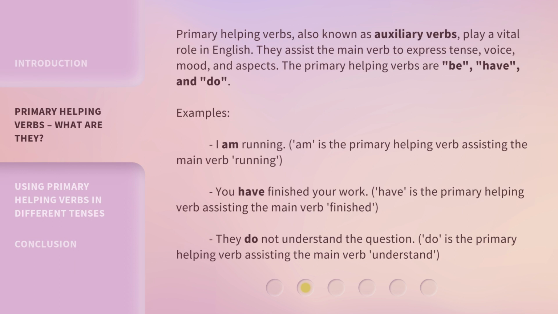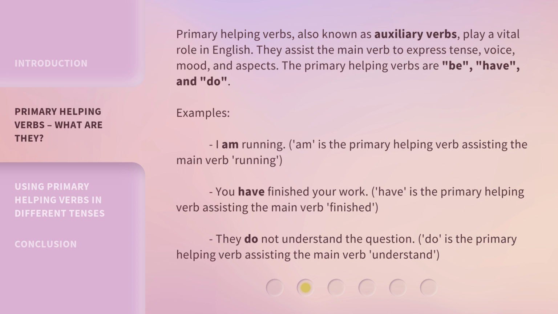Primary helping verbs, also known as auxiliary verbs, play a vital role in English. They assist the main verb to express tense, voice, mood, and aspects. The primary helping verbs are be, have, and do.